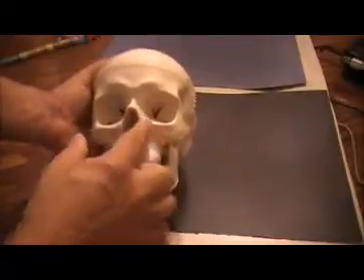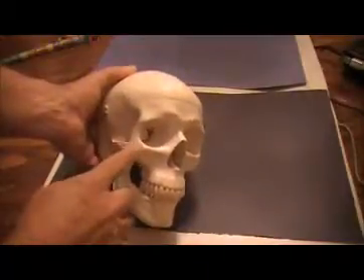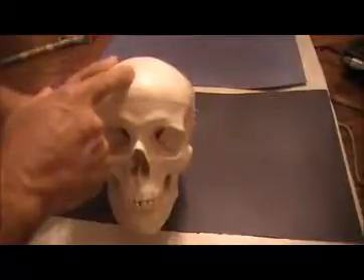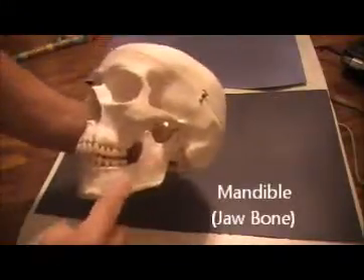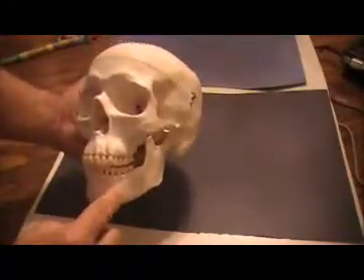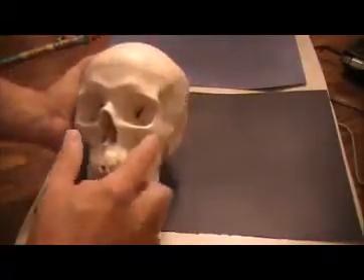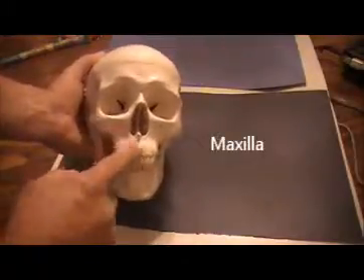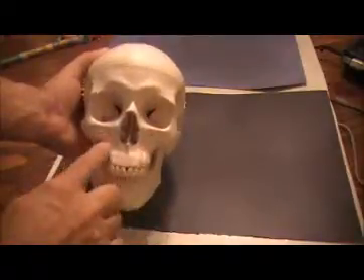The zygomatic bone has another mate on the other side. These are two paired bones. The frontal bone is a singular bone, just like this bone down here, the mandible or lower jaw. These two bones, the mandible and the frontal bone, do not have a mate, but the zygomatic bones or your cheekbones and the maxilla do have mates, left and right.